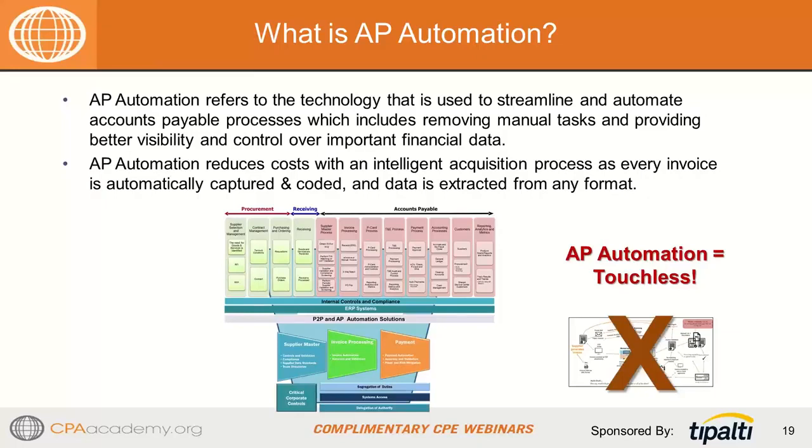AP automation reduces costs with an intelligent acquisition process as every invoice is automatically captured and coded and data is extracted from any format. Many companies think, well, gee, AP automation equals touchless. Yep, it moves you a lot closer to being in a touchless environment, and it certainly gets rid of that very complex process flow that we looked at a few slides ago.